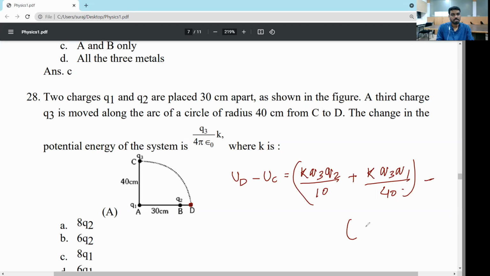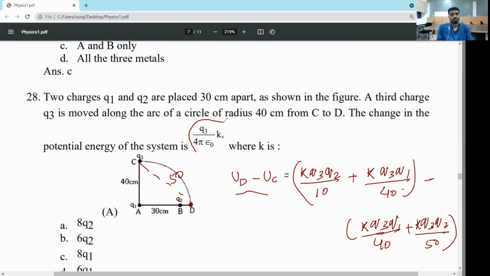Minus UC. UC will be how much? K Q3 Q1 by 40, and this will be 50, right? Plus K Q3 Q2 by 50. This is how I want to solve. Equate the change in potential energy with Q3 over 4 pi epsilon times K. You need to find K. Next, question number 29.